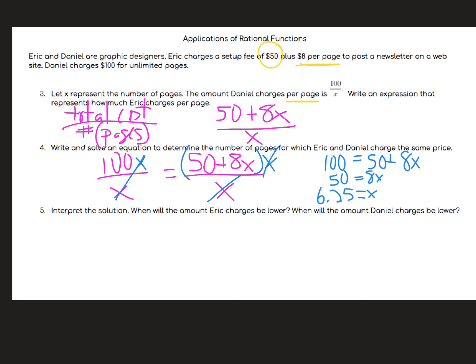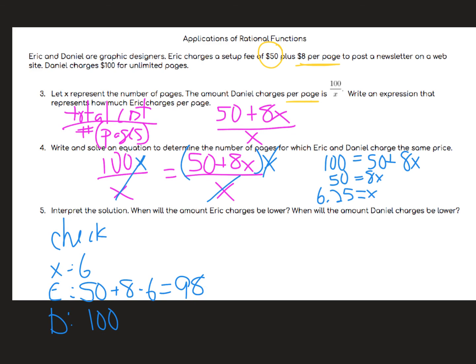Well, let's see. When will the amount Eric charges be lower? Well, let's check. If x equals 6, Eric charges 50 plus 8 times 6. So that's 98. And Daniel charges 100, regardless. If x is bigger than 6, I'm going to pick 10 just because that's a nice number. Eric charges 50 plus 8 times 10, which is 130, and then Daniel charges 100.